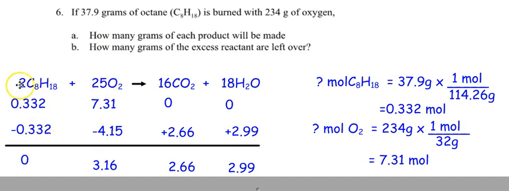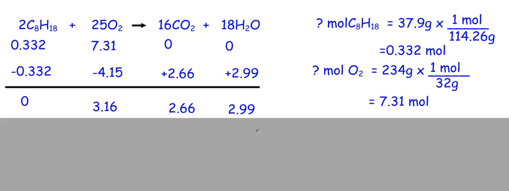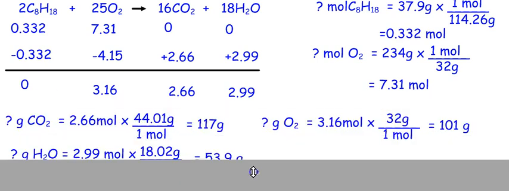So 0.332 divided by 2 times 25, there you go. And then 0.332 divided by 2 times 16, 0.332 divided by 2 times 18. And so these are your final numbers. So what's next? How many grams of each product we made and how many grams of excess reactant are left over? So obviously these are all moles. So now you need to convert to grams.